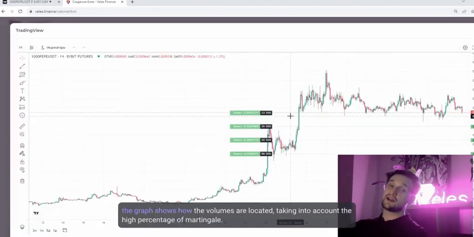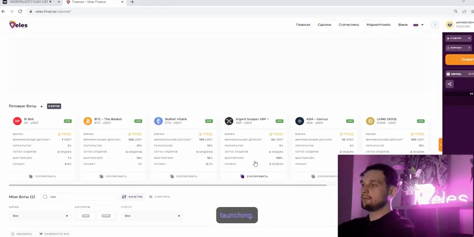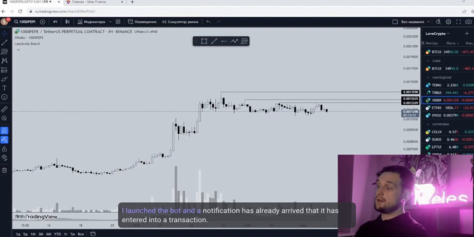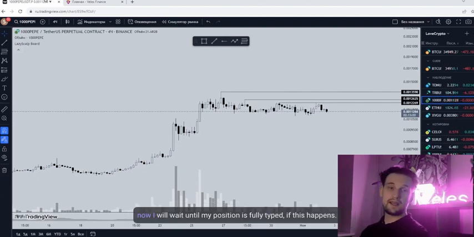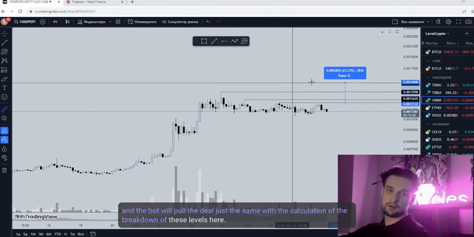The graph shows how the volumes are located, taking into account the high percentage of martingale. Creating a bot, I'll call it 1000 Pepe intraday. Launching. I launched the bot, and a notification has already arrived that it has entered into a transaction. Now I will wait until my position is fully typed, if this happens. And the bot will pull the deal, just the same, with the calculation of the breakdown of these levels here.